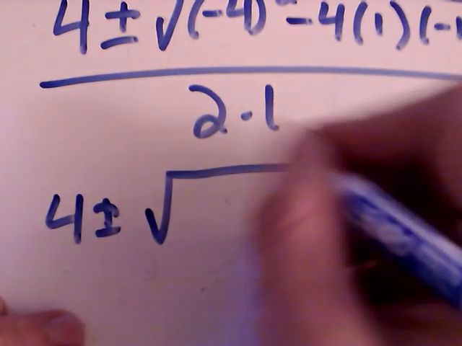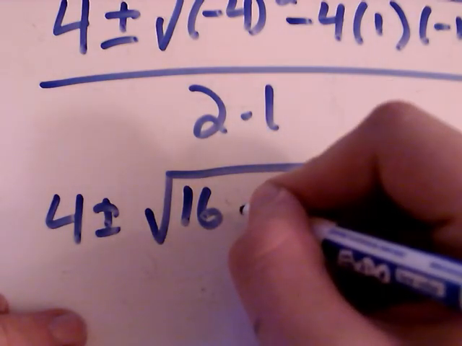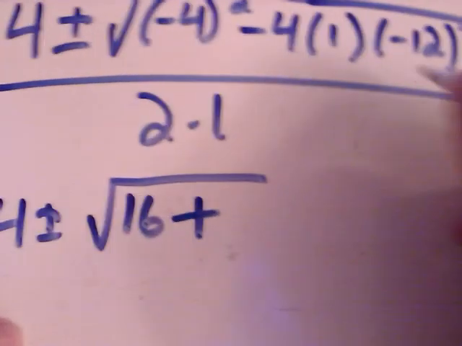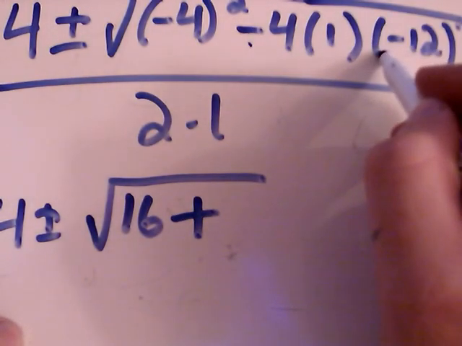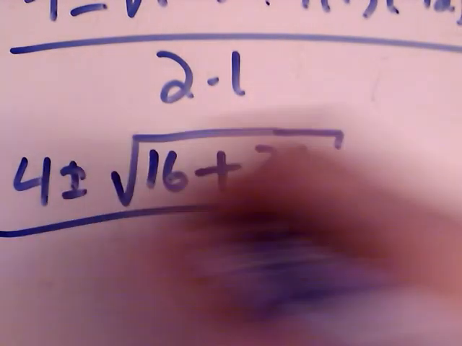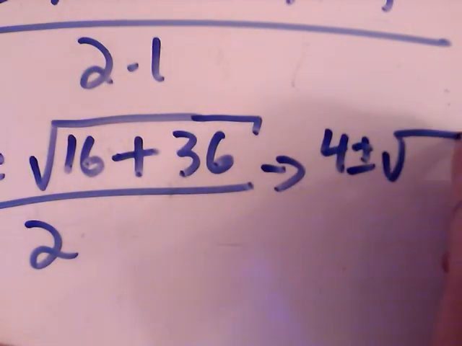We're going to simplify. Negative 4 squared is 16. Negative 4 times negative 12 turns into a positive, so now we have a plus sign. Remember, the reason it's plus is we have a negative here, and there's a negative here, so it's going to turn into a plus. 4 times 12 is 36. All over 2. Move it over here. 4 plus minus the square root of 2, 52.